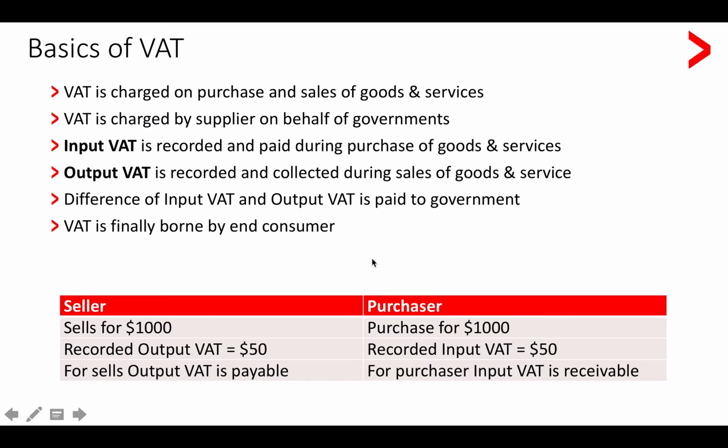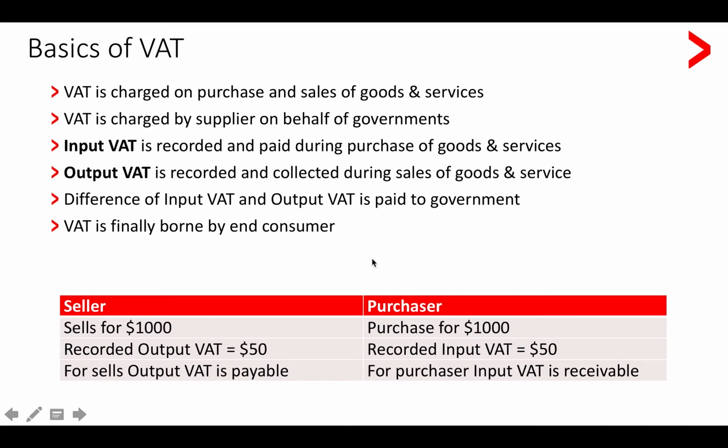There are two important concepts in VAT, that is input VAT and output VAT. In a transaction, input VAT is recorded by a purchaser, while output VAT is recorded by a seller. The difference of input VAT and output VAT is paid to the authority.